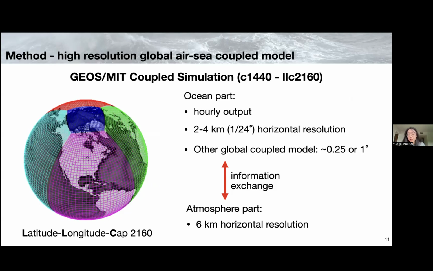We just want to see if there's anything new that pops up, and we want to compare with these previous pioneering studies. So we're using this super high resolution global air-sea coupled simulation. It has an ocean part and an atmospheric part, and there's information exchange between them to ensure a good coupling. For the ocean part, the horizontal resolution is about 2 to 4 kilometers, but in the California Current System that we're looking at, the resolution is about 4 kilometers.